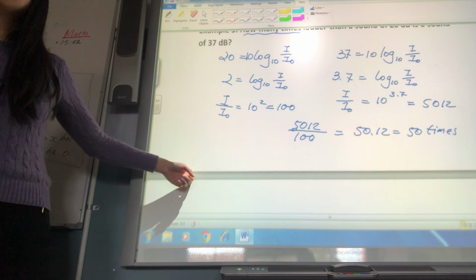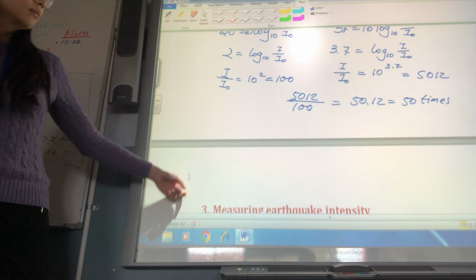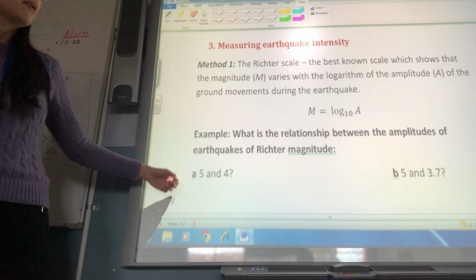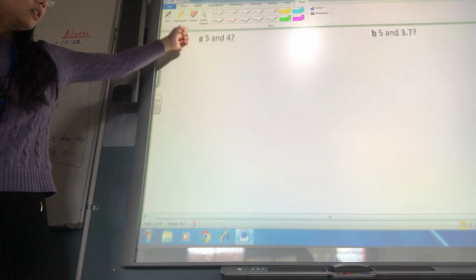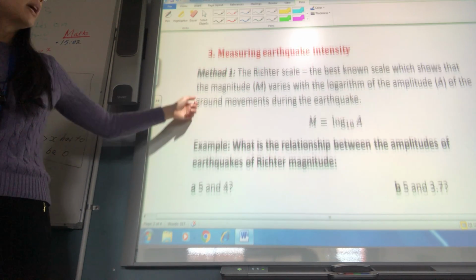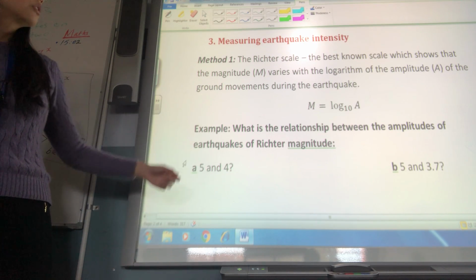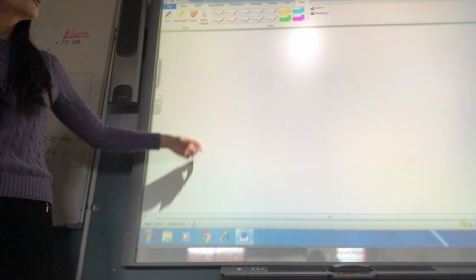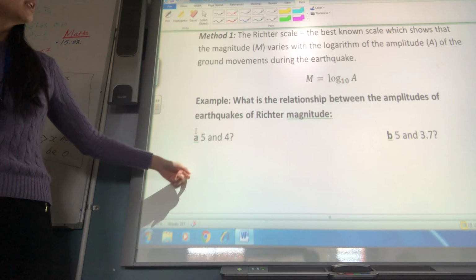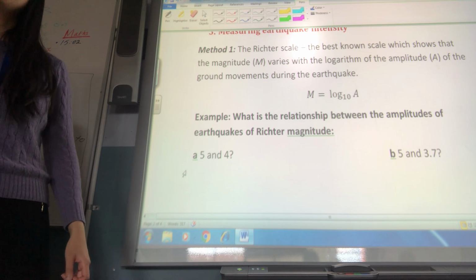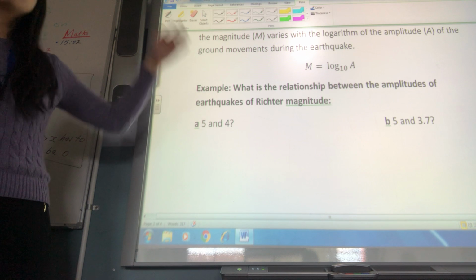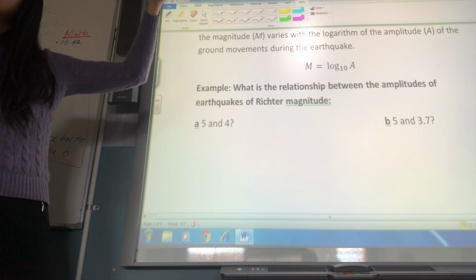Any questions so far? No. Okay, let's look at the last one. So the last one is just earthquakes, magnitude. So there are 2 methods. The first one is the most popular one, just the Richter scale. So I take log 10 of whatever magnitude it is.